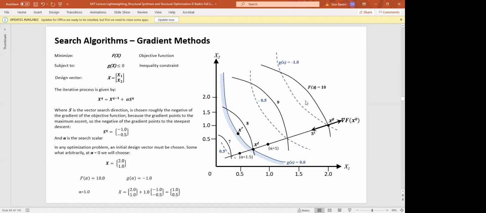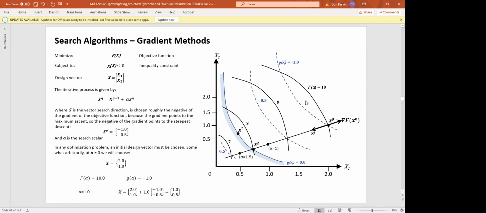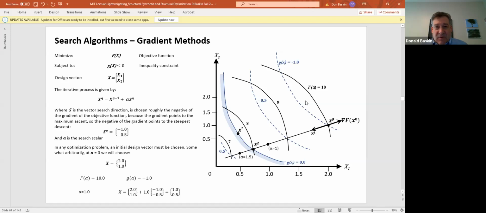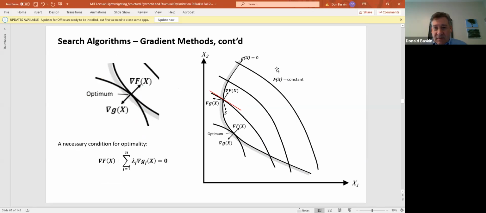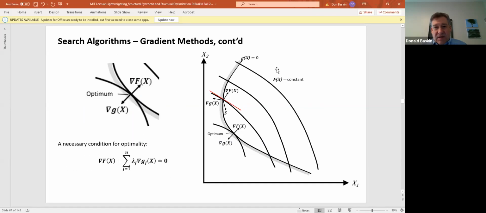Yes, thank you. Any other questions? Okay, good. I'll look forward to seeing you guys next Thursday, and we'll talk about what we've got next here. We'll talk about more of the mathematics behind these search algorithms using the gradient method.